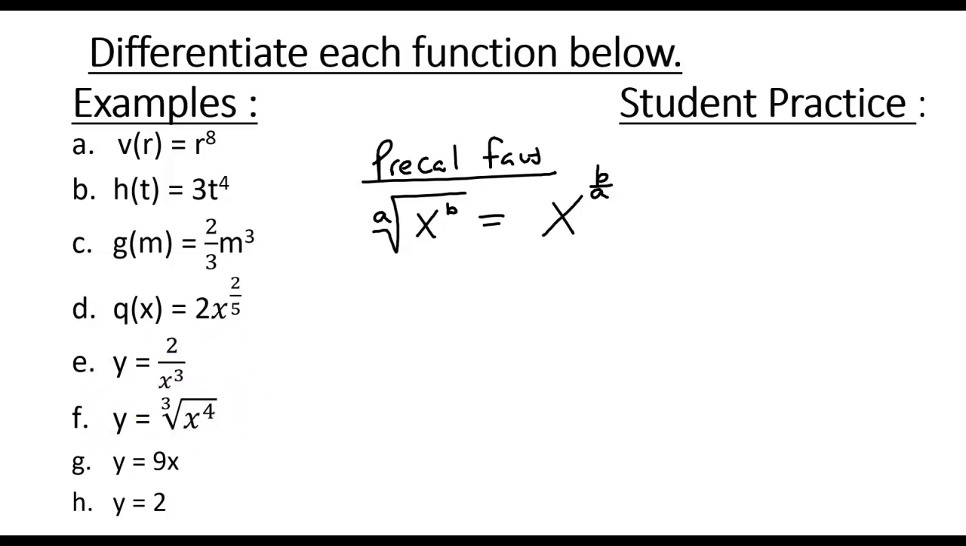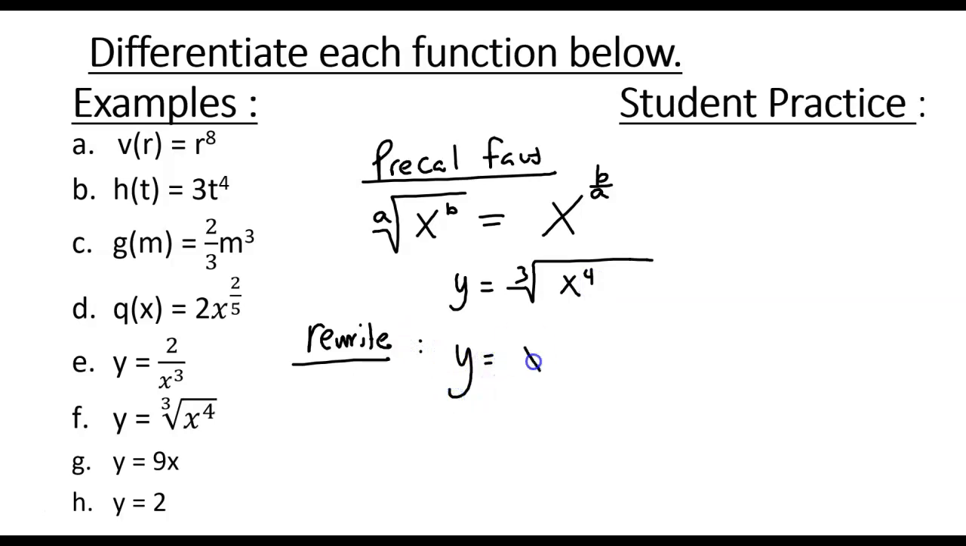Our first thing we're going to do is use the pre-calculus fact to rewrite it. Then we're going to do the power rule, and then we're going to rewrite it again. So, step one, let's rewrite it. Let's make it a power function instead of a root function. So here's my problem for part F: the cube root of x to the fourth. So the first thing I want to do is rewrite it. To do that, I'm going to put x here. This is going to be my numerator.